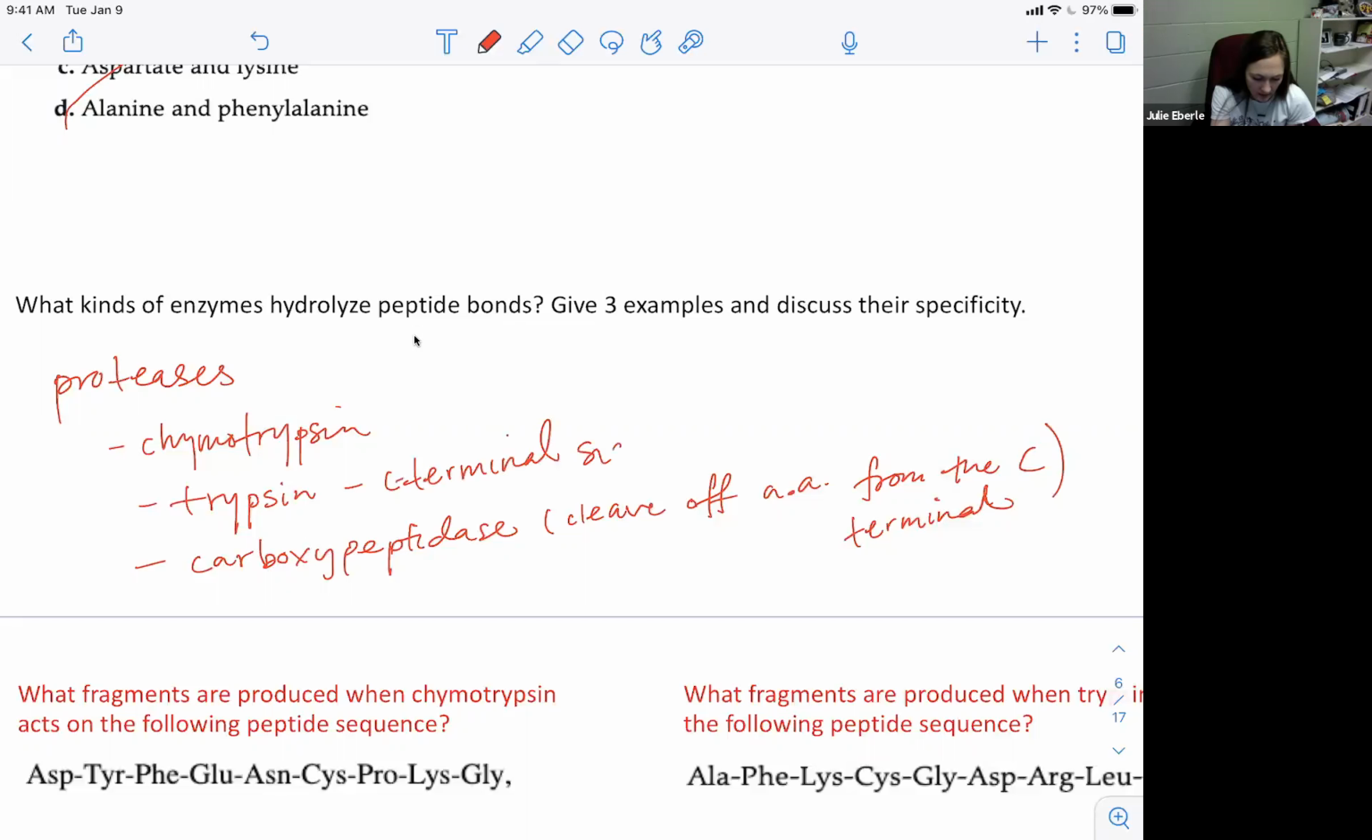C terminal side of arginine. Then chymotrypsin cleaves the carboxy terminal side of aromatics.